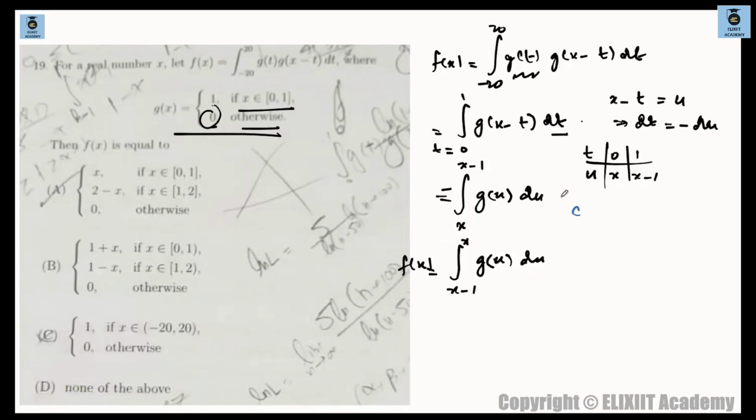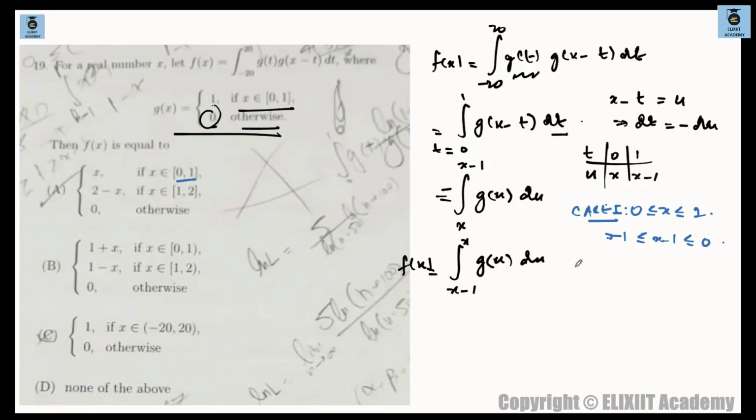So let's say case 1. In case 1, I define the function for what happens when x is lying between 0 and 1. If you carefully see, the options are also defined as 0 to 1, 1 to 2, and so on. But the first case is what happens for x lying between 0 and 1, because that's how we have to define the function. So if x is lying between 0 and 1, then x minus 1 will lie between minus 1 and 0.